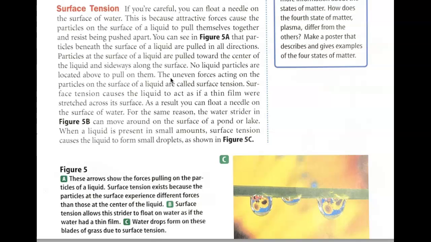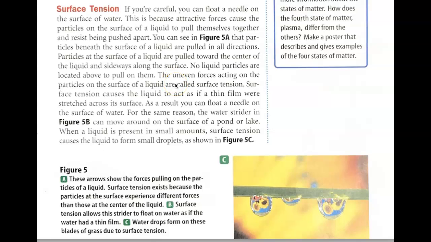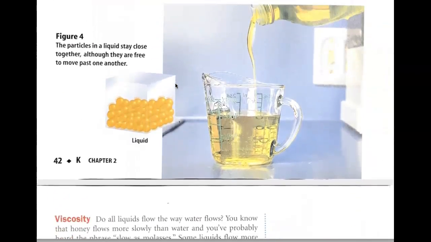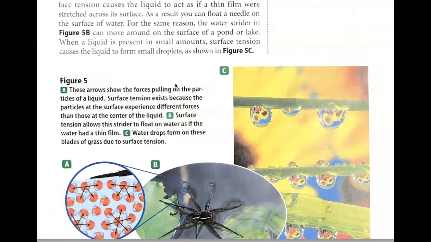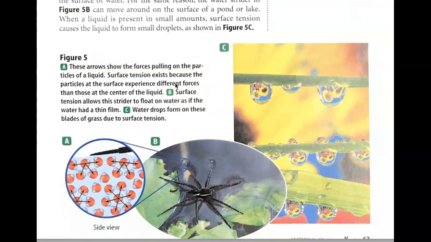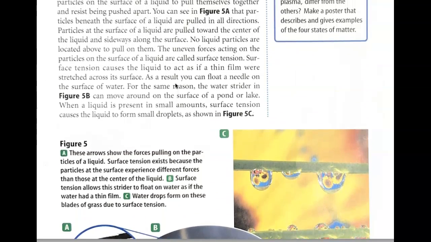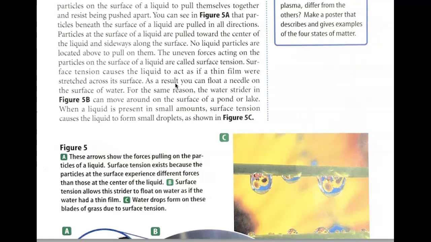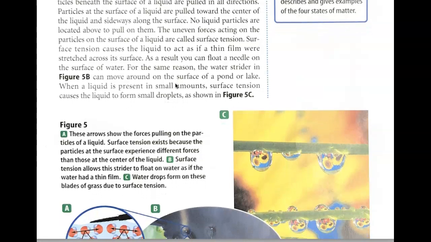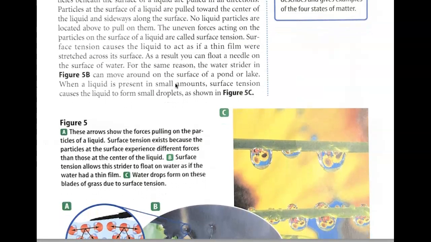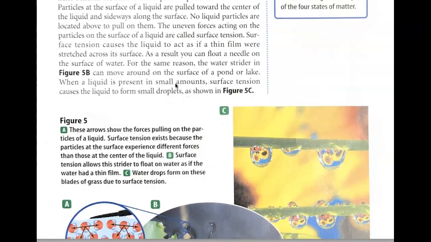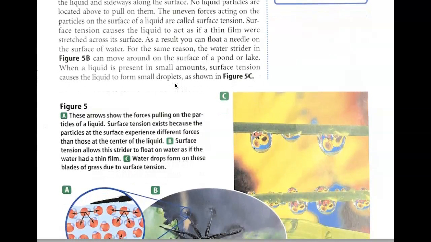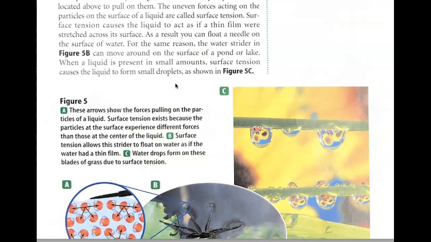You can see in figure 5a that particles beneath the surface of a liquid are pulled in all directions. Particles at the surface of the liquid are pulled towards the center of the liquid and sideways along the surface. No liquid particles are located above to pull on them.